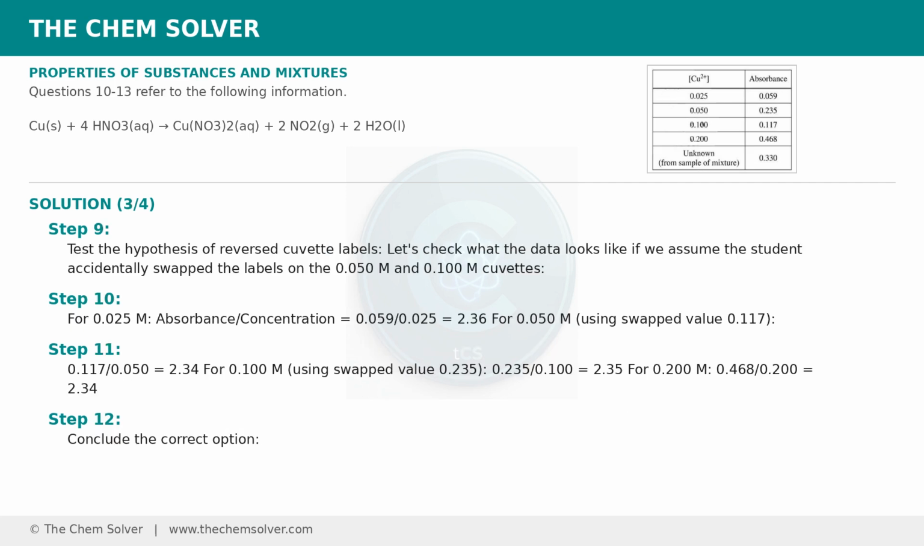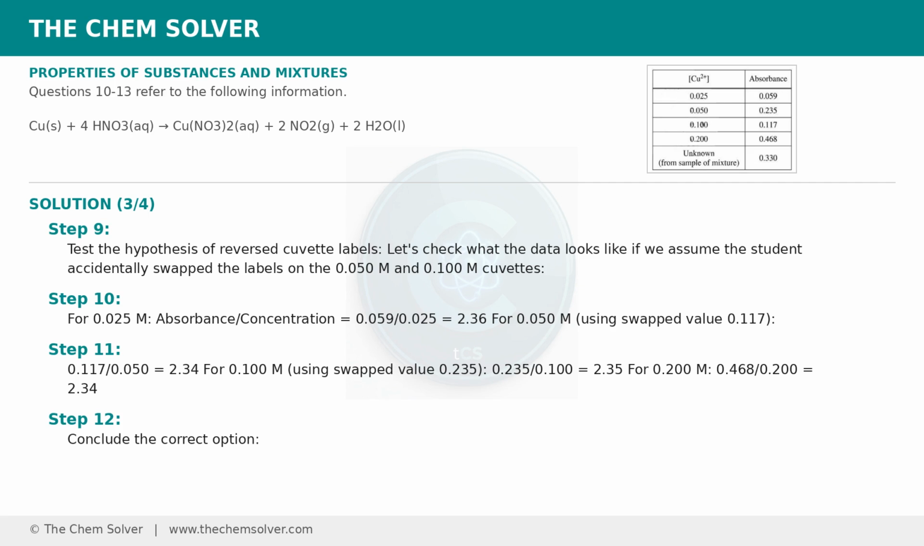Test the hypothesis of reversed cuvette labels. Let's check what the data looks like if we assume the student accidentally swapped the labels on the 0.050 molar and 0.100 molar cuvettes. For 0.025 molar, absorbance over concentration, 0.059 over 0.025, is equal to 2.36. For 0.050 molar, using the swapped value, 0.117 over 0.050 is equal to 2.34.